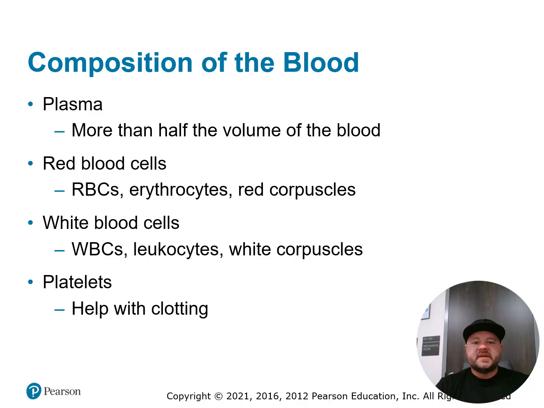All right, composition of blood. So we have plasma, that accounts for more than half of the volume of our blood. Red blood cells, also called erythrocytes. White blood cells, there are several kinds of white blood cells. Again, we'll talk about this a little bit more in class. And then we have platelets. Platelets help with our clotting.